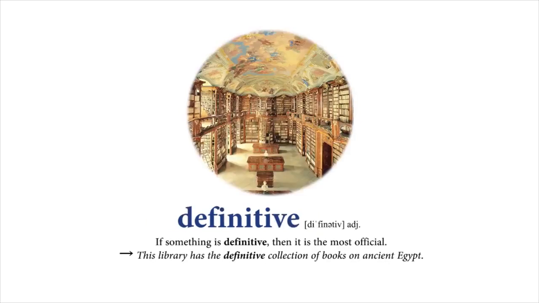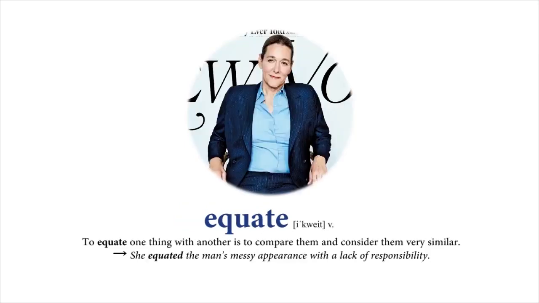Definitive. If something is definitive, then it is the most official. This library has the definitive collection of books on ancient Egypt. Equate. To equate one thing with another is to compare them and consider them very similar. She equated the man's messy appearance with a lack of responsibility.